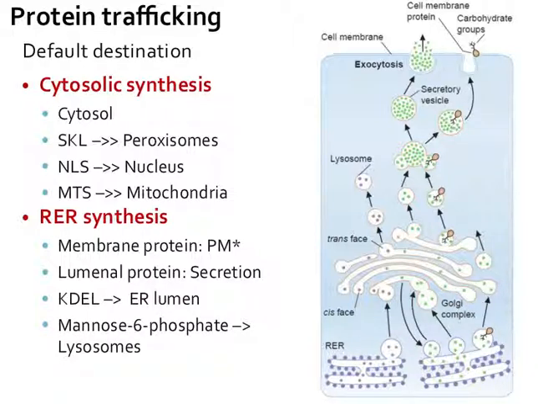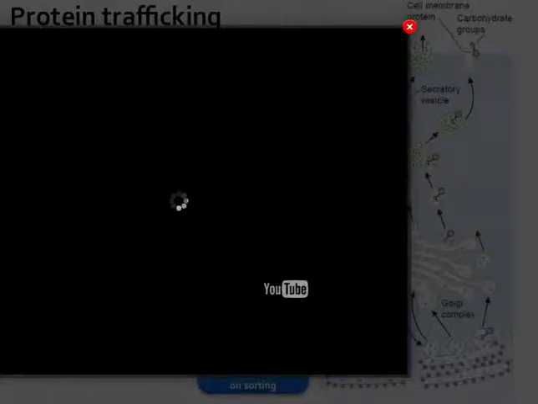And then, for example, for proteins destined to the lysosomes, there is a post-translational modification in which mannose 6-phosphate is added to the sugar moiety of those proteins. This is later recognized and deviated from being secreted and trafficked to the lysosomes.